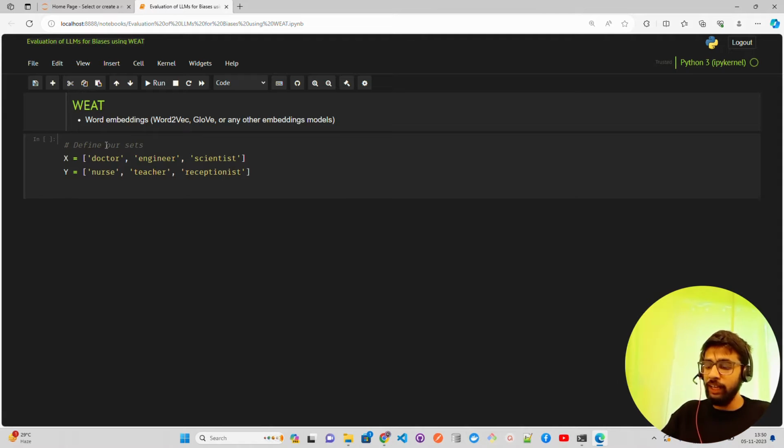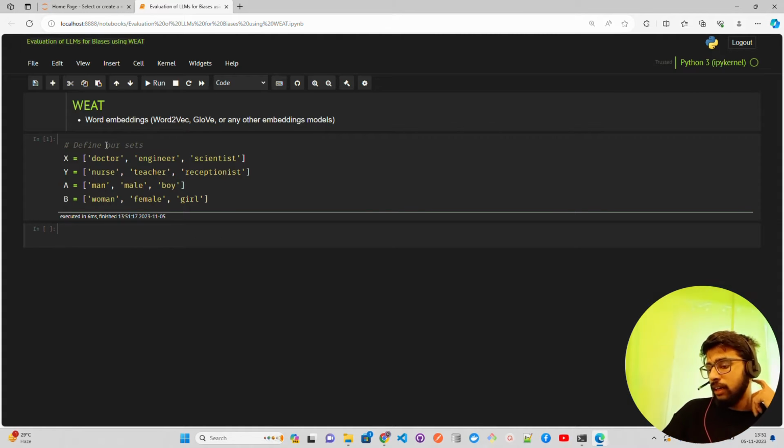Now X and Y, and then let's have an A here, and this A is going to be the attributes for gender. It's like an entity that I'm defining. So let's do man, then male, and then boy, and then the B is woman, and then female, and then girl.